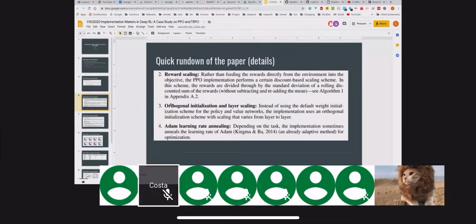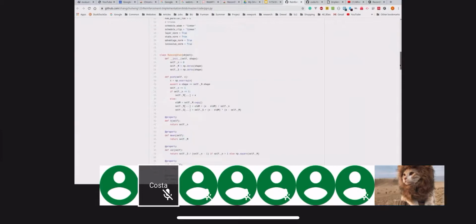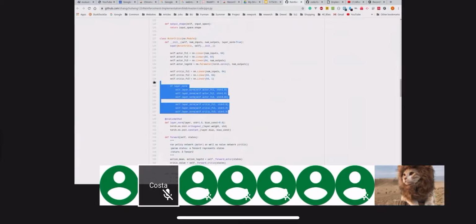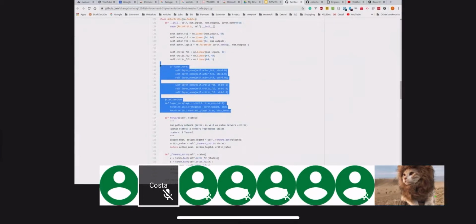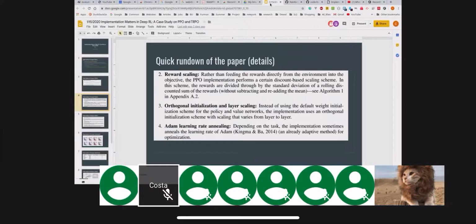And the third one is orthogonal initialization and layer scaling. From the code perspective, I'm pretty sure it's this part, where you initialize the weights of the layers differently. I think the default initializer is Xavier, but they suggest using orthogonal initialization is also one of the techniques that the PPO implementation uses.